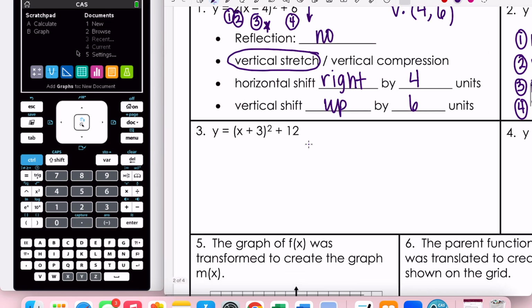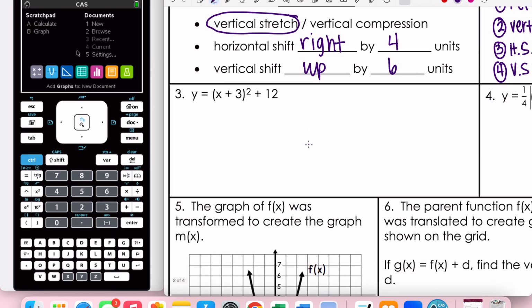Next up, let's take a look at number 3. Number 3, we have y equals (x + 3) squared plus 12. So again, there are 4 things we want to check out. Number 1, I want to look at the value of a. Here, since there's technically nothing in front of my set of parentheses, remember that means that the value of a is equal to 1. So it is positive, so that means there is no reflection. I'm going to put no reflection.